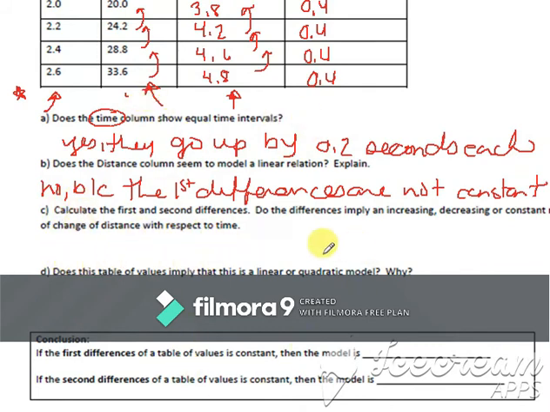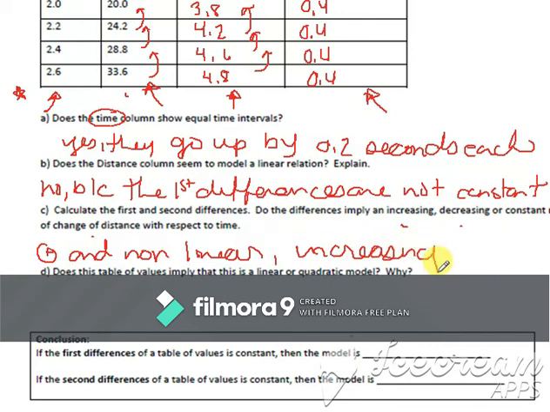We've already done that. Do the differences imply an increasing, decreasing, or constant rate? The rate of change of distance with respect to time. Right here, the second differences are constant. But since it's positive and it's not linear, it's non-linear, it's not a line, it's increasing.